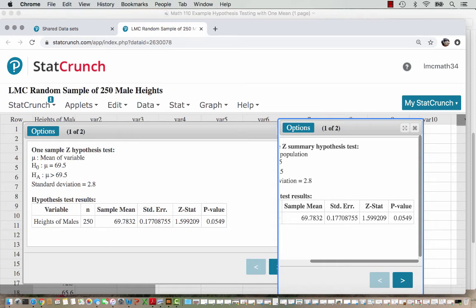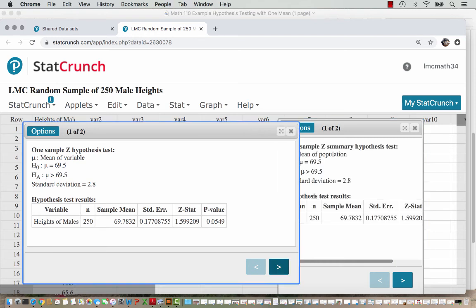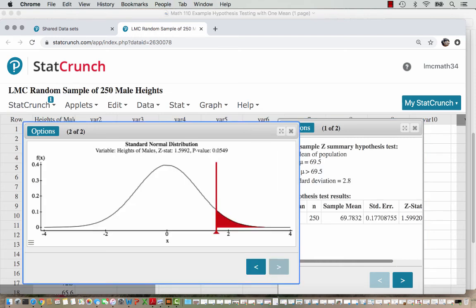So either way, whether we use the data in the column in StatCrunch or whether we enter the summary data, we get the same results. Sometimes you only have the summary data because I've given that to you in the word problem. Sometimes you have a data file in StatCrunch and you could do it with data. So if we click over to look at the normal distribution, we see that we are a little more than 1.5 standard errors from the mean, and then our p-value is a bit above that 0.05 significance level.